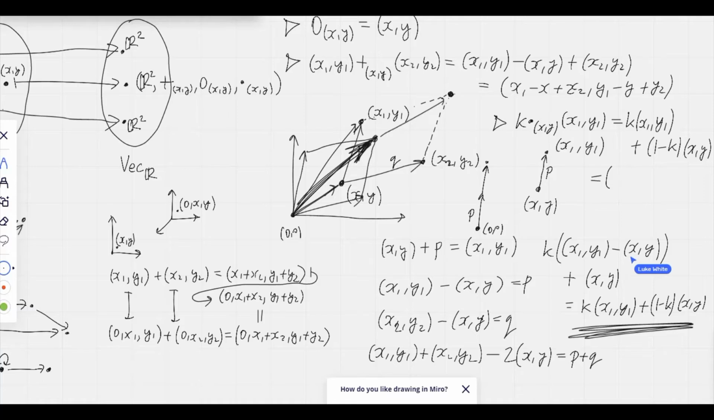expanded to equal the vector whose first coordinate is kx1 plus 1 minus kx, and the second coordinate is ky1 plus 1 minus ky. So we've got all the three ingredients now. We know what the zero vector is, we know what the addition is, we know what scalar multiplication is, but we don't know that they obey all the usual vector space axioms, right? And that's something that I suggest we don't do, because we're going to run out of time if we start doing that. There are quite a lot of axioms for a vector space.